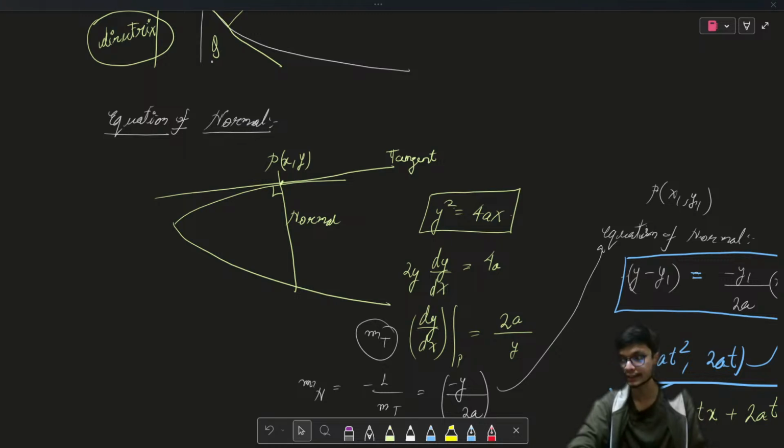Welcome back to lecture number 6 of parabola. Today we're going to discuss some miscellaneous questions on normals, and along with that we're going to solve some of the properties and understand how we will be using those properties to solve problems, especially in the JEE Mains examination. So with all this, let's get started with today's lecture.